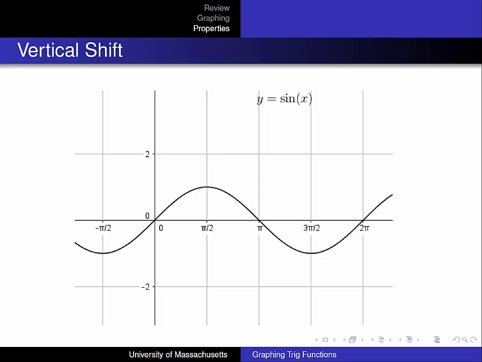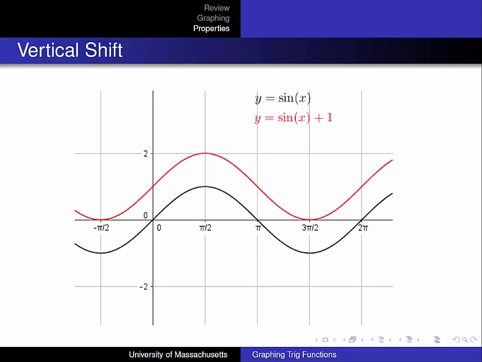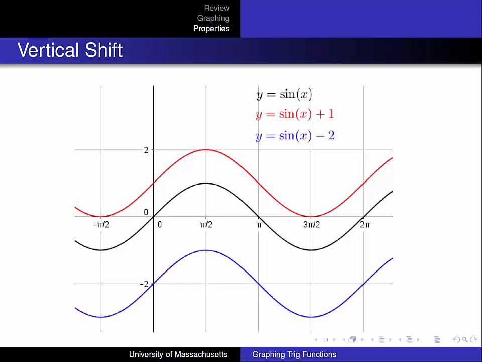Well, to shift our function up, we just add a constant to it. So if we're looking at the function sine of x plus 1, it's just the sine function shifted up 1, since we're just adding 1 to every value of sine. Similarly, sine of x minus 2 is just going to be the sine function shifted down by 2. So you can see sine of x plus 1 has a vertical shift of 1, and sine of x minus 2 has a vertical shift of negative 2, or is shifted down by 2.